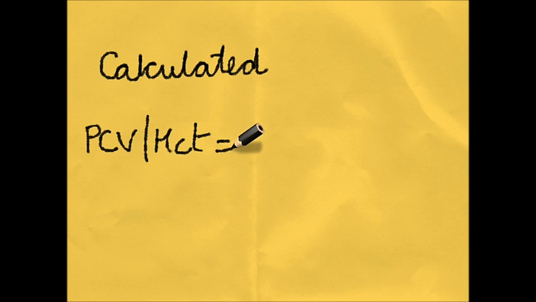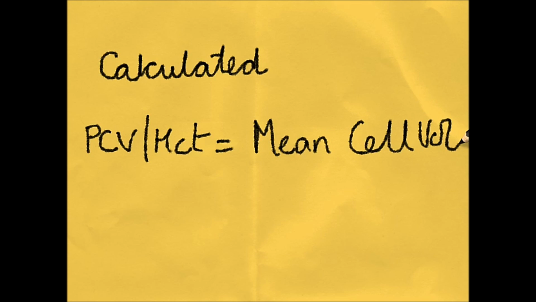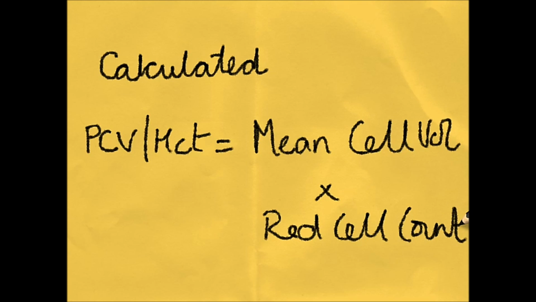Of course, this isn't done now in analyzers, and instead it's another calculated parameter. So the hematocrit is a product of the mean cell volume multiplied by the red cell count.